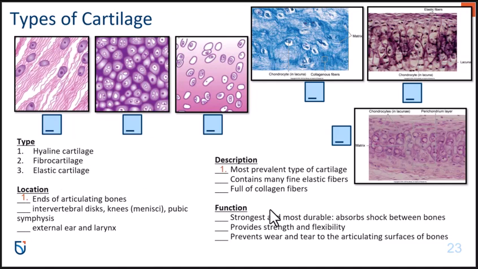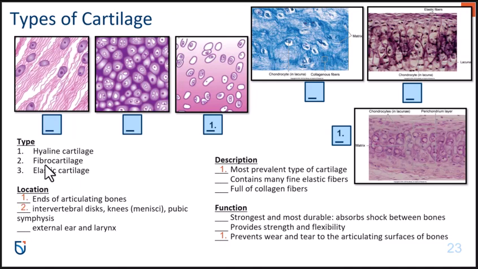Hyaline cartilage is the most prevalent cartilage. Think of all the joints that we have in the body, and they're all covered in hyaline cartilage, and it will prevent wear and tear on the articulating surfaces of bones, which I'm sure makes sense. And there's some images.